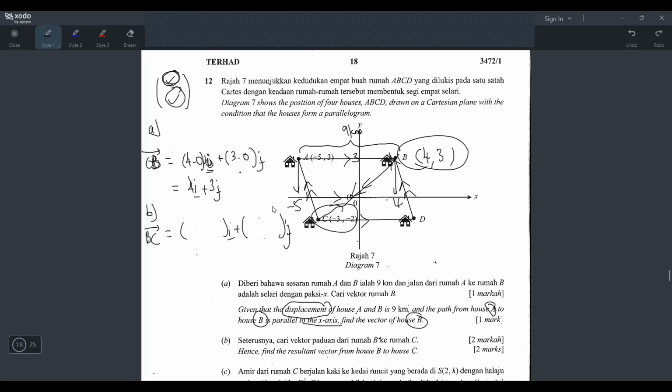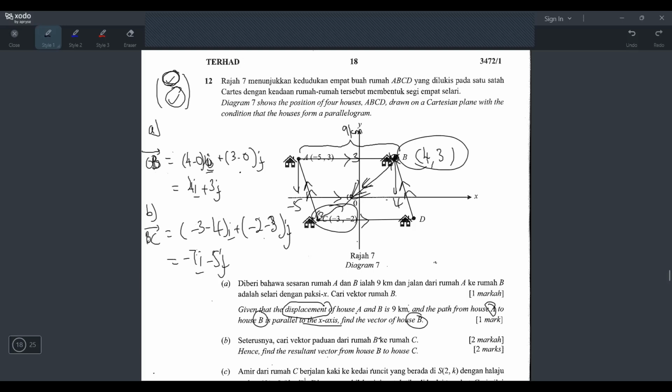But how I want to cari the coefficient of i and coefficient of j? Okay, for a coefficient of i, you can take X coordinate minus X coordinate. For the coefficient of j, you can take Y coordinate minus Y coordinate. But when you take X coordinate minus X coordinate, you must take negative 3 minus 4. You cannot take 4 minus negative 3 because it's vector B to C now. So B is the starting point, C is the ending point. It means you must take the ending point, which is C, minus the X coordinate. So negative 3 minus 4. And then it will be negative 2 minus 3 for the coefficient of j. So you end up with negative 7i minus 5j, right?